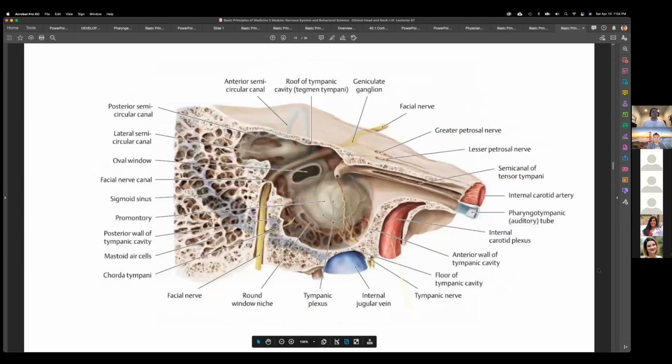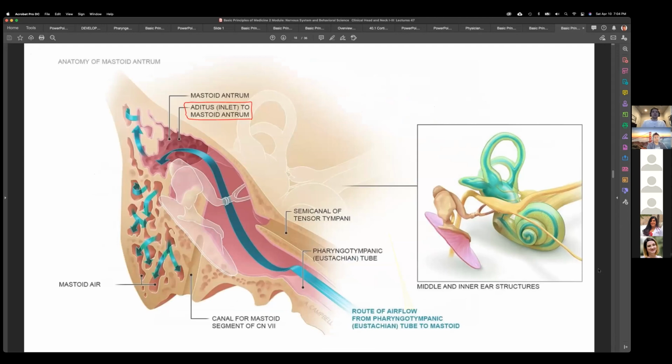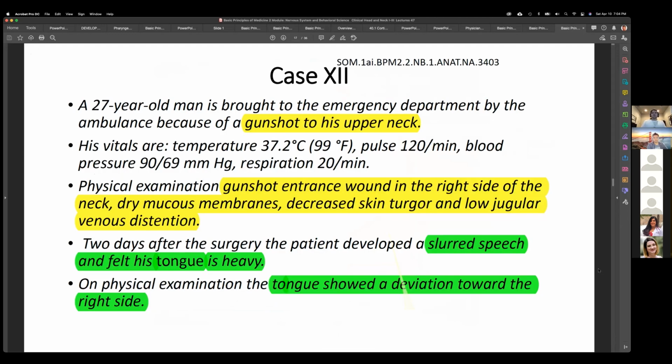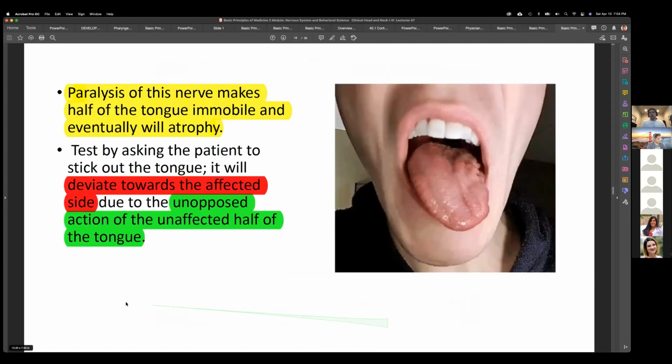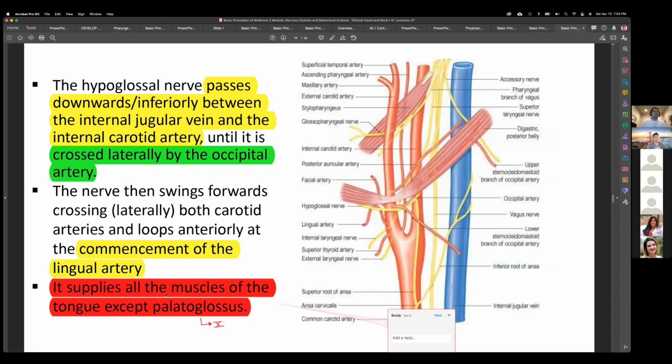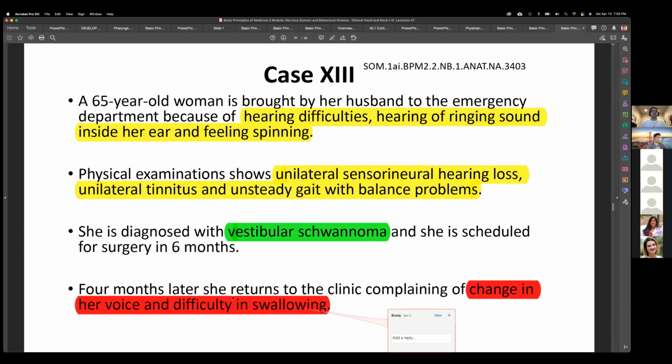More beautiful diagrams to go through. Gunshot in the upper neck. That's what we like to hear. Slurred speech, tongue is heavy. What side? Right side. So we got shot on the right side. So lick your lesion. That's the left side, but who cares? To the affected side, y'all know that now. There's a good exception in red. Palatoglossus is 10.